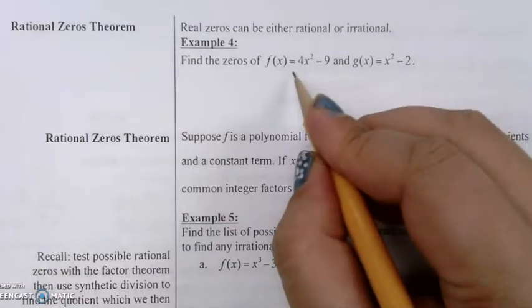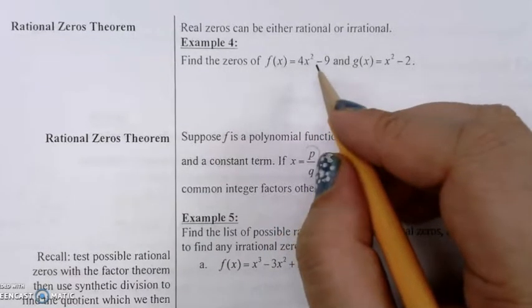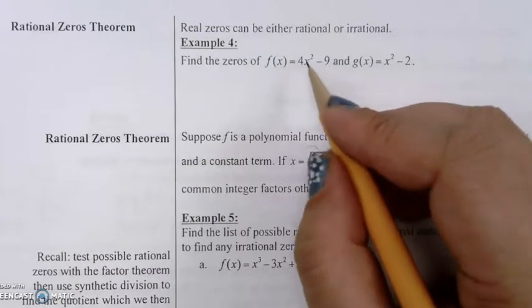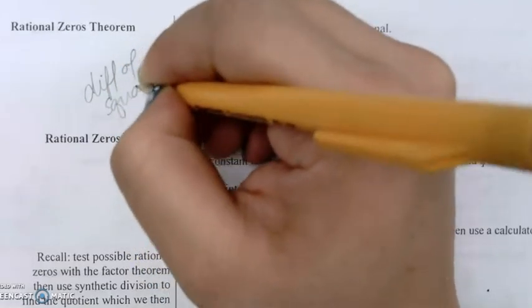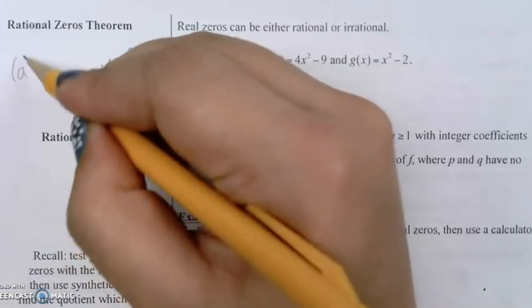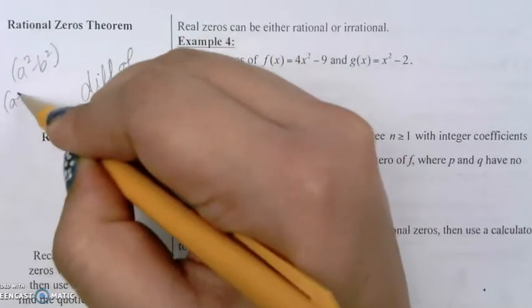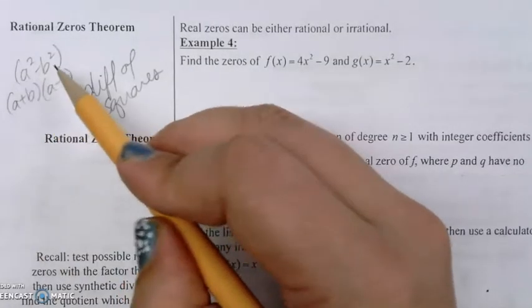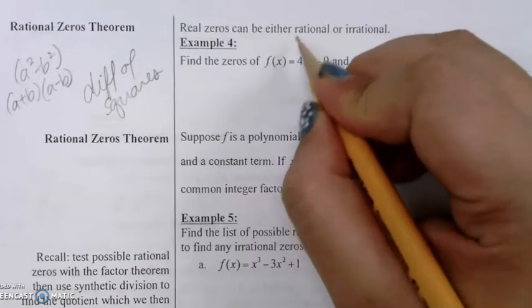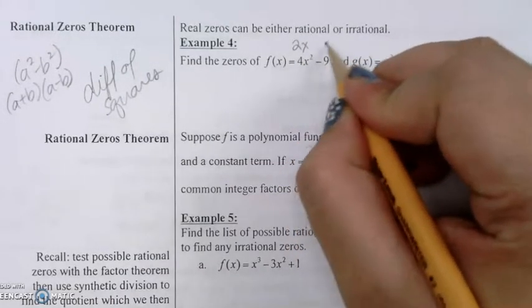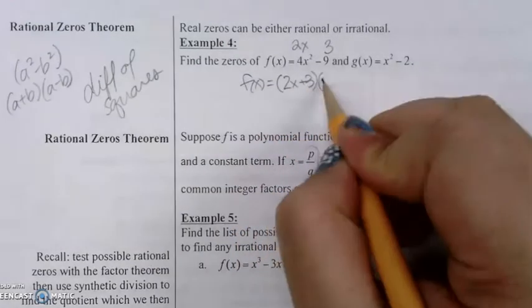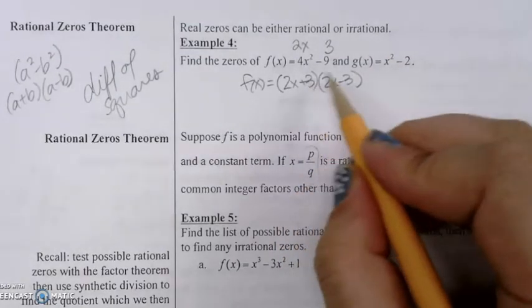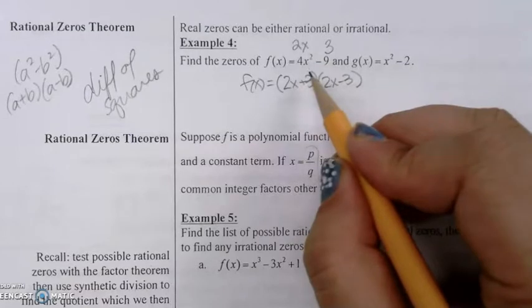So if I'm looking at f of x in example 4, the way that we factor that is by recognizing it as a difference of squares, or a difference of perfect squares. So difference of squares has the formula: if I have a squared minus b squared, it factors into a plus b times a minus b. So I need to know what was squared to give me my a and b. So what was squared here is 2x, and what was squared for the 9 is 3. So I know that f of x factors perfectly into 2x plus 3 times 2x minus 3, and I could double check by distributing, by foiling, and I should get 4x squared minus 9 back.